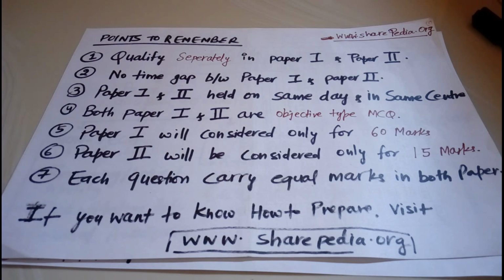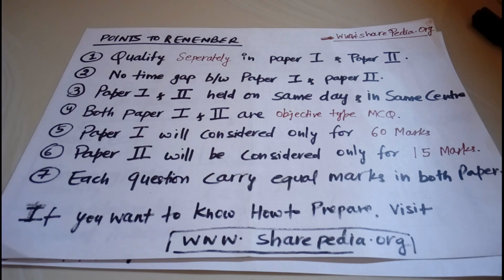Paper 1 and paper 2 will be held on the same day and in that same center, and no time gap will be allowed between paper 1 and paper 2. And I have already told you that the paper is basically objective type MCQ. There is no descriptive paper. Paper 1 is objective, paper 2 is also objective. There is no descriptive paper.